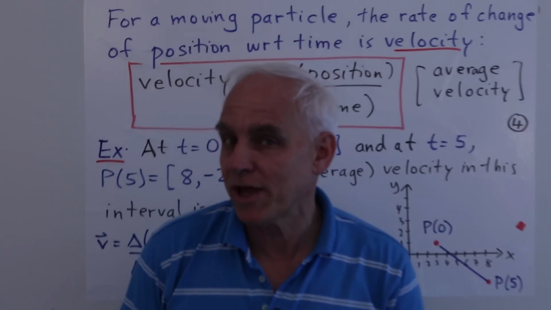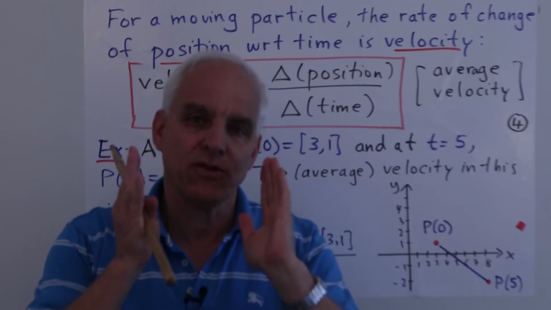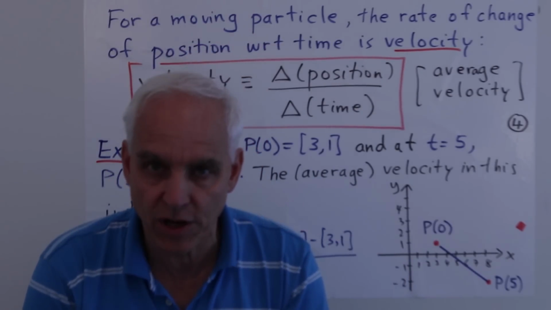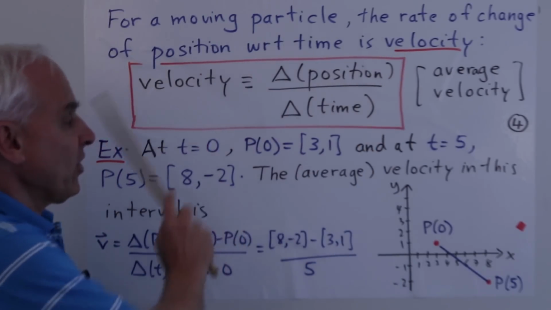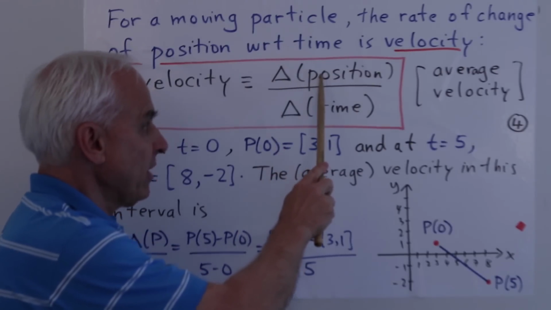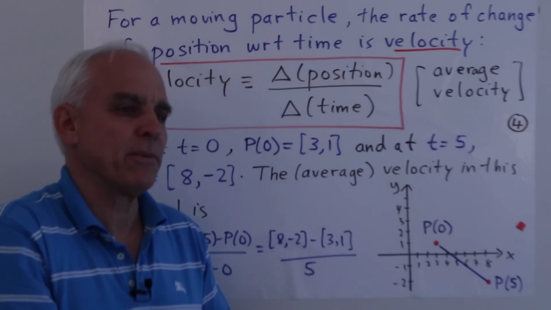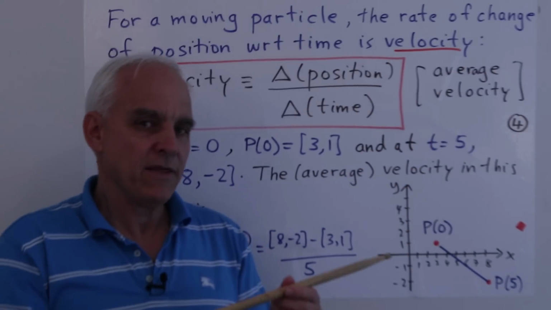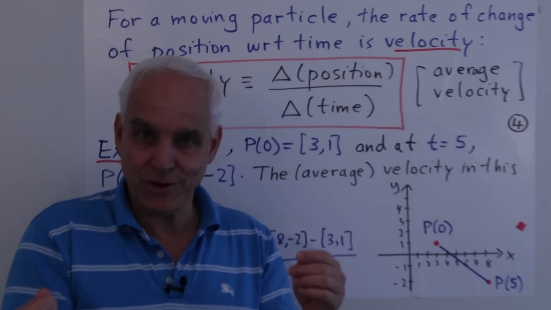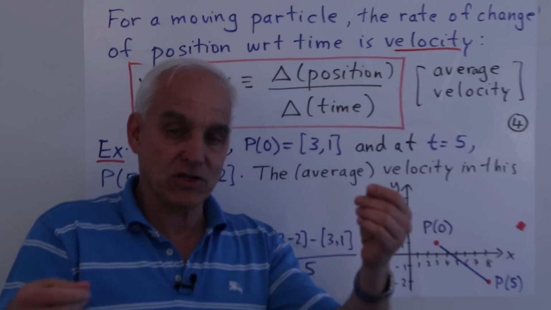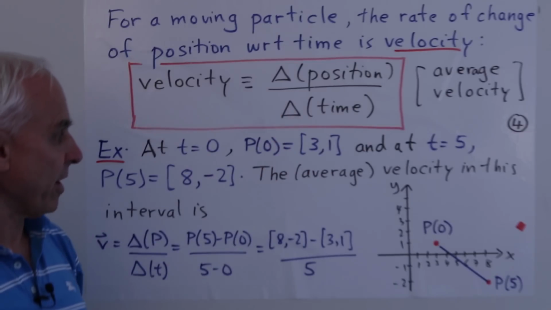Now, an important special case of that is when we're considering a moving particle, and we're interested in the rate of change of the position with respect to time. That's called the velocity. So the velocity of the particle is the change in position over the change in time. And it's often described as an average velocity because we're taking the average over a given fixed interval of time. From time equals this value to time equals this value, the average velocity in that interval is the change in position over the change in time.